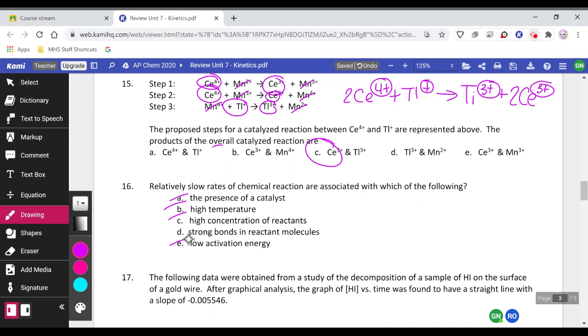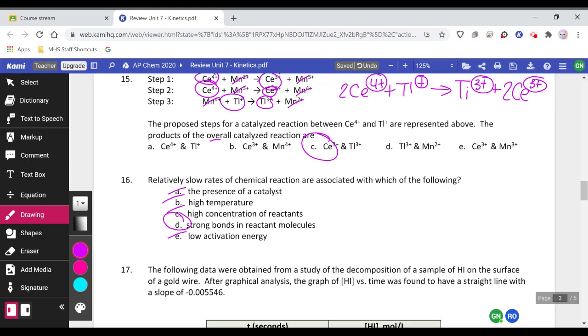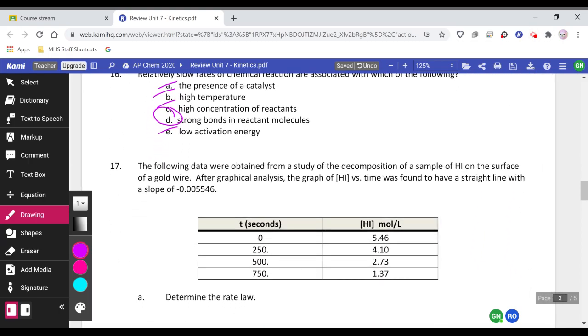No. So we have strong bonds in reactant molecules. Okay, so process of elimination there, or it would take more energy to break those bonds. So it might take a little more time to do, be a slower rate of reaction.